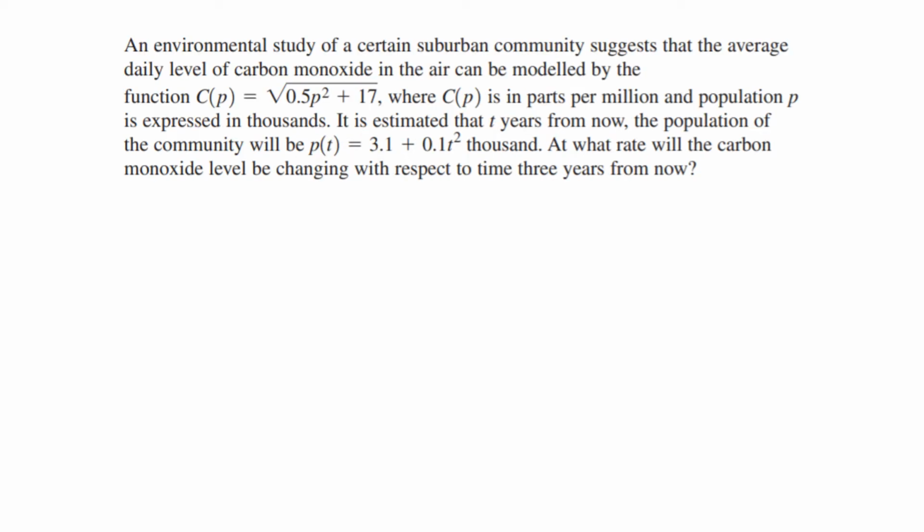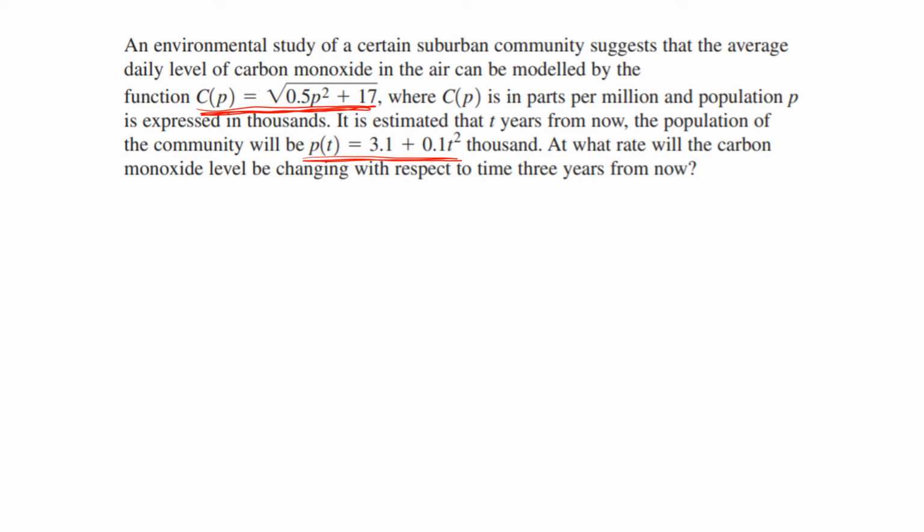An environmental study of a certain suburban community suggests that the average daily level of carbon monoxide in the air can be modeled by this function over here. So it shows me the carbon monoxide levels, where C(p) is in parts per million and the population p is expressed in thousands. It is estimated that 2 years from now, the population of the community will be shown by this function. At what rate will the carbon monoxide level be changing with respect to time 3 years from now?